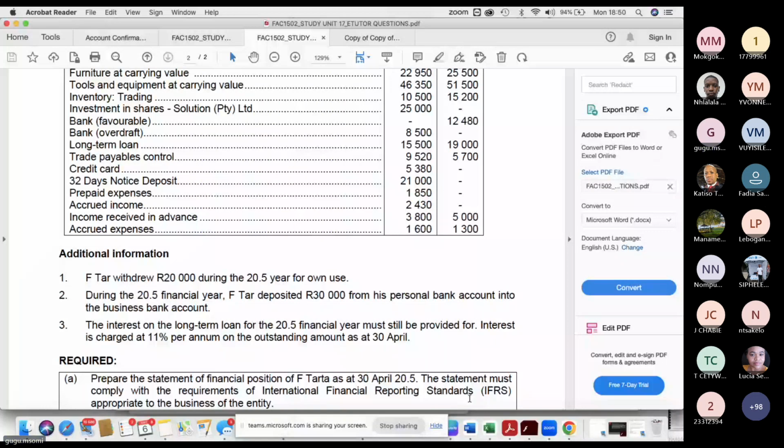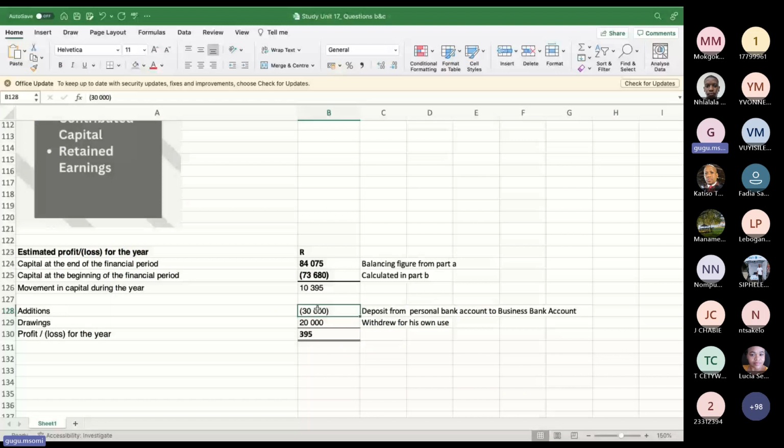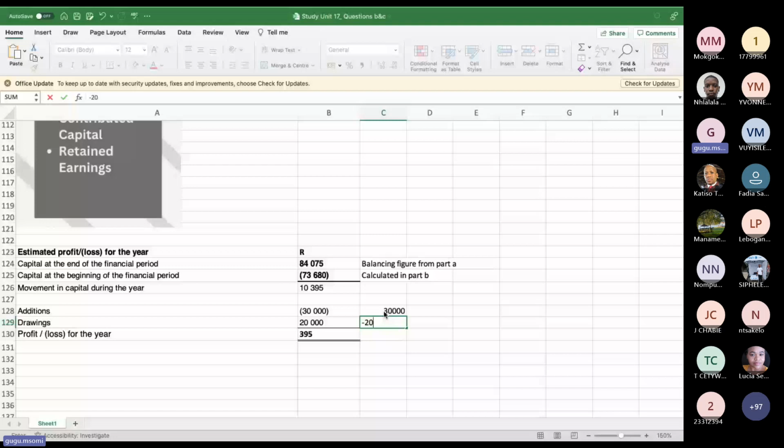From here, we take away the additions and we add the drawings, and the difference is 395. So this might actually confuse you. Let's rather do it this way. Now that I'm saying it, I can see how it could confuse everyone. So the difference between the two for the year is he put in 30,000 of his own money, and he took away 20,000 from the business. So the net is 10.